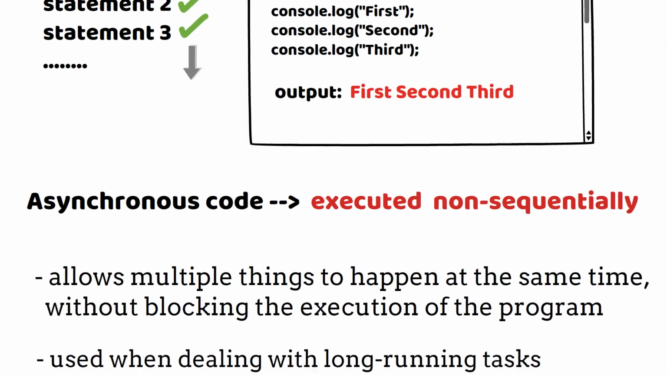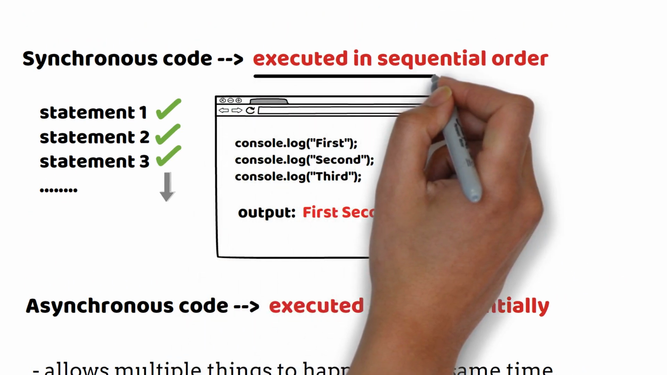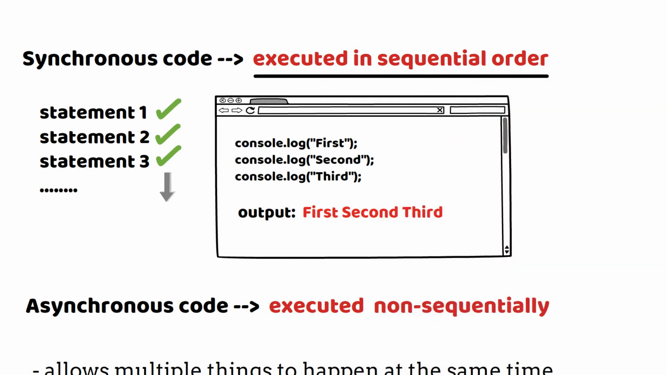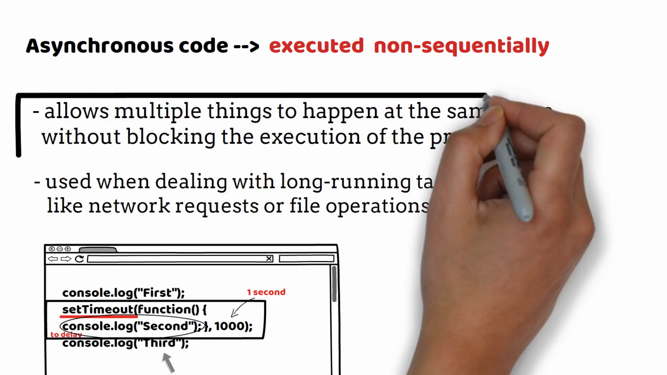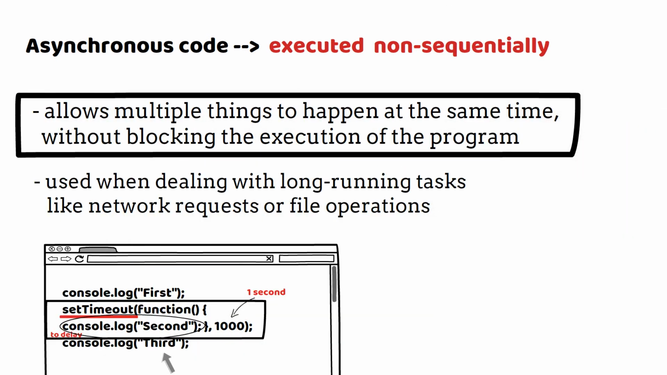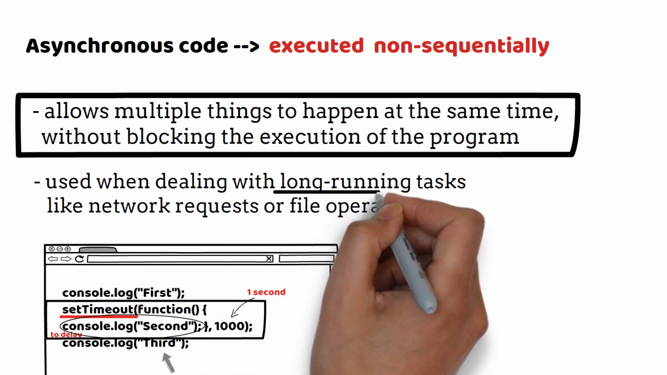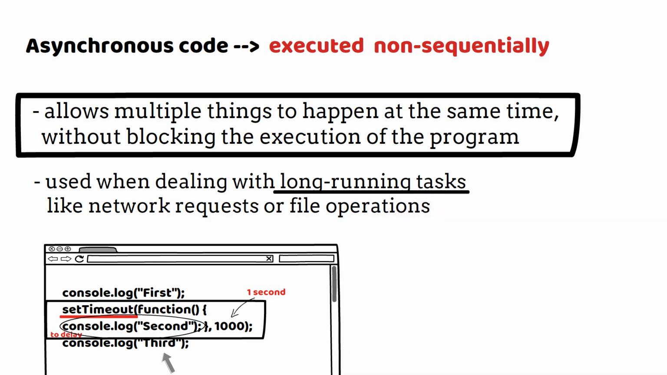So in conclusion, what we can say is synchronous code is executed in sequential order, one statement after another, while asynchronous code allows multiple things to happen at the same time without blocking the execution of the program. And asynchronous code is commonly used when dealing with long-running tasks like network requests or file operations.